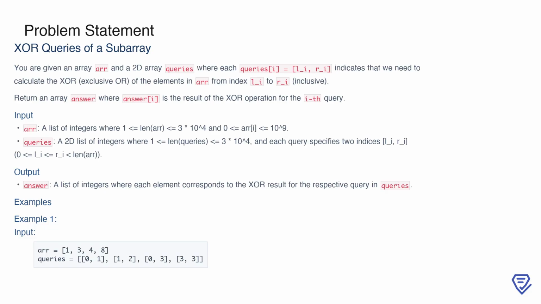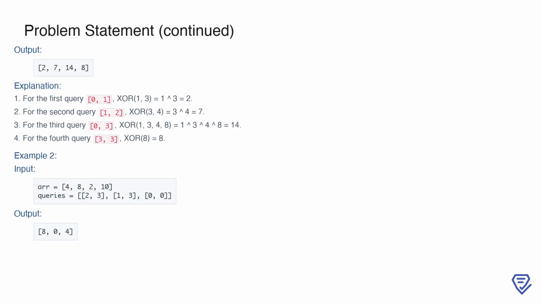In the first example, the input array is 1, 3, 4, 8, and the queries are 0, 1, 1, 2, 0, 3, 3, 3. The output array is 2, 7, 14, 8, and here's why. For the first query, 0, 1, we compute the XOR of elements at indices 0 and 1, 1 XOR 3, which equals 2. Next, for the query 1, 2, we calculate the XOR of elements at indices 1 and 2, 3 XOR 4, which equals 7.